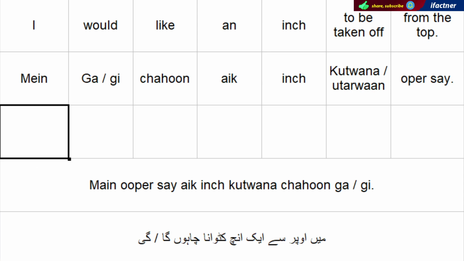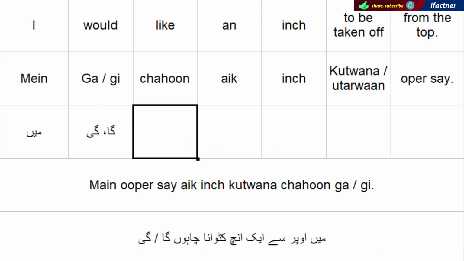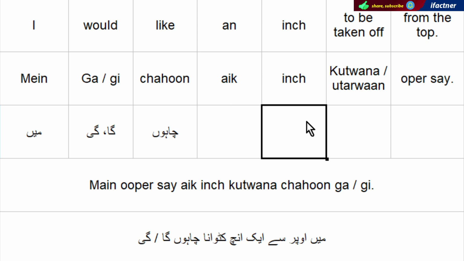I is मैं in Urdu and we write मैं as मीम ये and नूना, and would is ga for male or गी for female. चाहूँ can be written as चाहूँ which means like in English and in Urdu we write चाहूँ as चे अलिफ हे वाव नूना. एक is अलिफ ये काफ which is an. Inch is inch अलिफ नून चे inch.